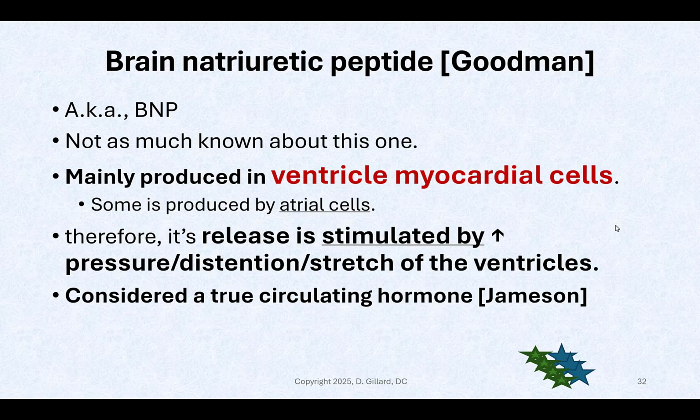BNP, let's talk just a little about that. This is very confusing. Only about 30% of people got this one right, even though I warned you it's going to be on the test. Brain natriuretic peptide, known as BNP. It could be called brain natriuretic factor as well. Don't know as much about this one, but it's not produced in the atria. It's produced mainly in the ventricular myocardial cells.